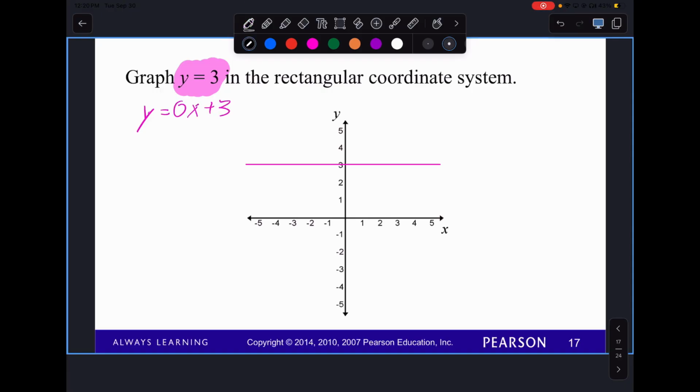So if we wanted to think about, like, if we put in a 1, 1 times 0 is 0 plus 3 is 3. 2 times 0 is 0 plus 3. And then it would look like this. Oops, that's supposed to be a 4. Our table of values would look like this. Every time we're getting 3, right? So that's where we get the horizontal line.